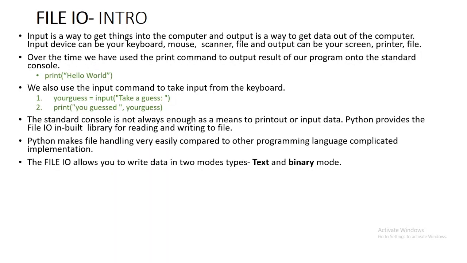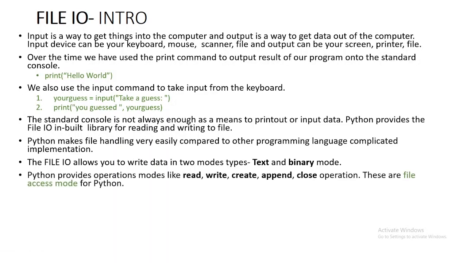The File IO allows you to input data into a file as text, or input data into a file in binary mode, or it allows you to output data from a file as text and also access binary files. So it has these two modes, text and binary mode. Python provides operation modes like read, write, create, append, and close. These are the file access modes for Python.